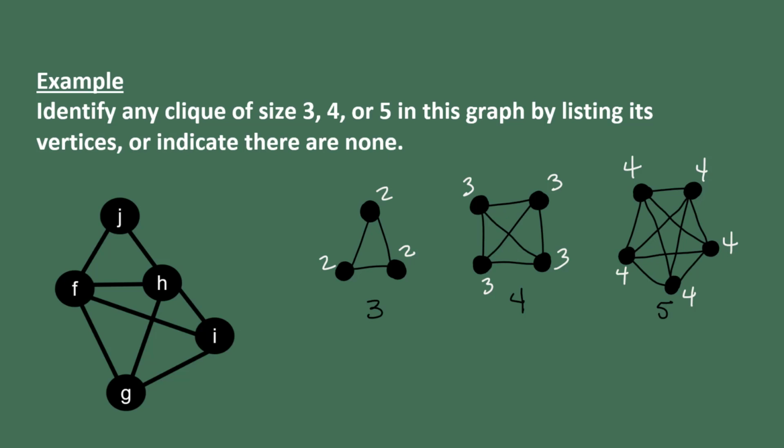Let's check and see the degrees of the vertices in the graph we were given. So we have here 1 of degree 2, 1 of degree 4, 1 of degree 4, 1 of degree 3, and 1 of degree 3.